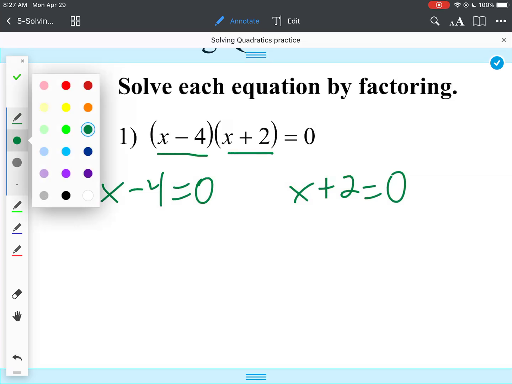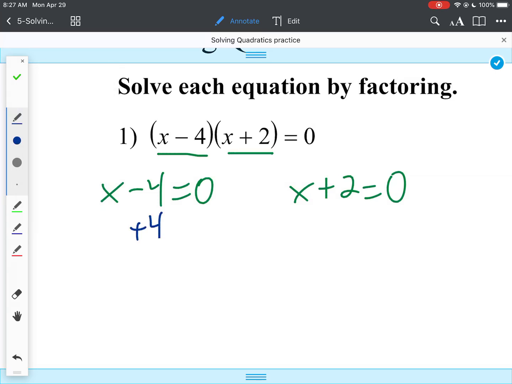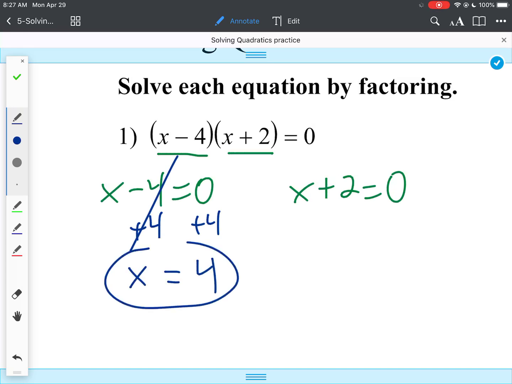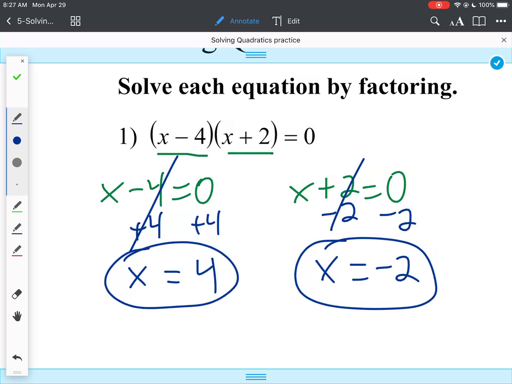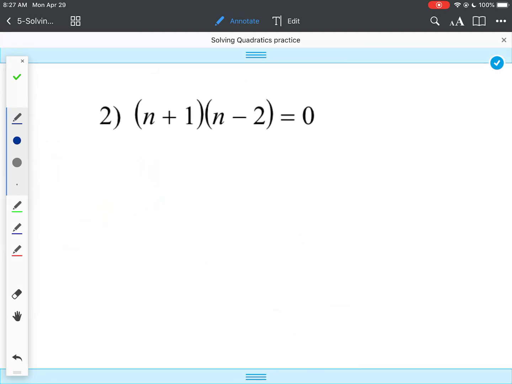Okay, so over here, I'm going to add 4 to cancel 4 out. And so I have x equals, what's 0 plus 4? 4. So that's one answer. Over here, I'm going to subtract 2 to cancel 2 out, and then I have just x by itself, and then 0 minus 2 is negative 2. There's my answers. Okay, we'll look at this one also.